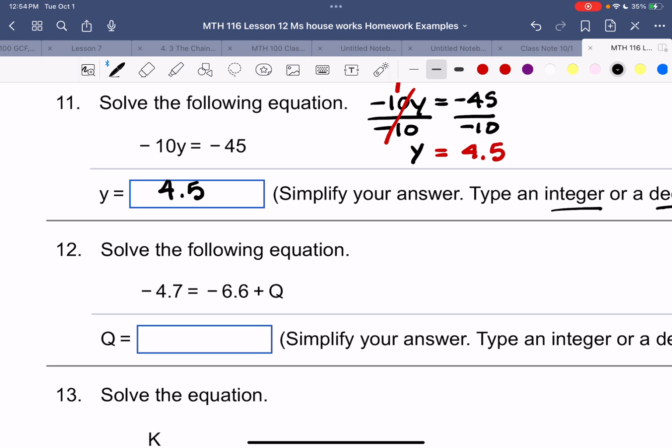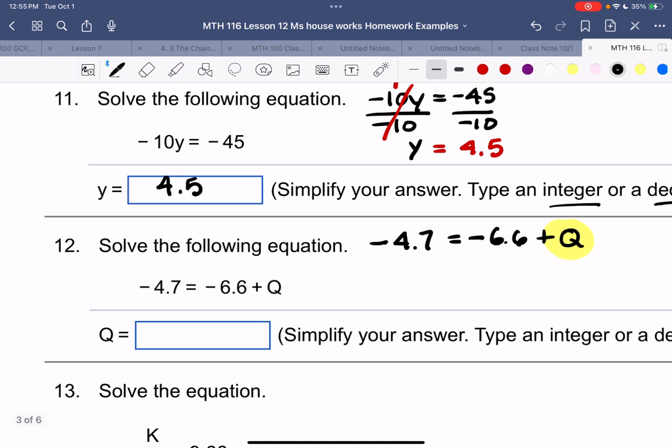Multiplication, we have to do division. Number 12. Negative 4.7 is negative 6.6 plus q. Now remember, the letter or variable does not have to be on the left. We're just going to leave that q on the right. So I've got a minus 6.6. I need to do a plus 6.6.